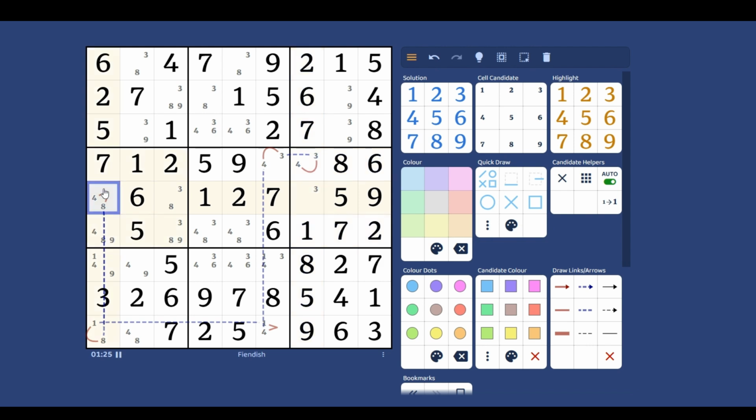But this is a 5-link chain, but since all of our cells are by-value cells, and we are just moving between them with weak links, and switching to a different candidate in each cell using our strong link, that allows us to form an XY chain.